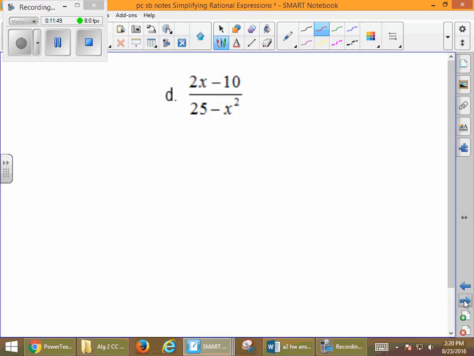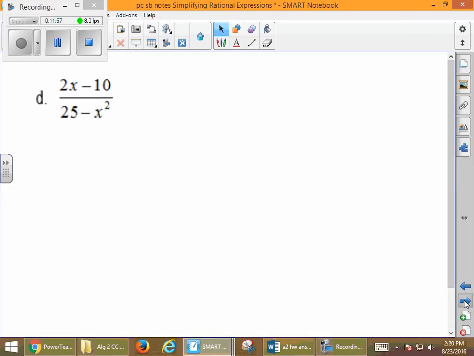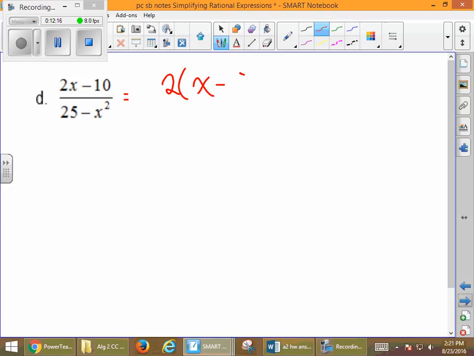Letter D. Same process here. And it maybe is deceptively simple looking, but I will say that we do need to factor GCF in our numerator. There's a 2. When we factor out the 2, we're left with x minus 5. 2 times x is 2x. 2 times 5 is 10. We can mentally check that.